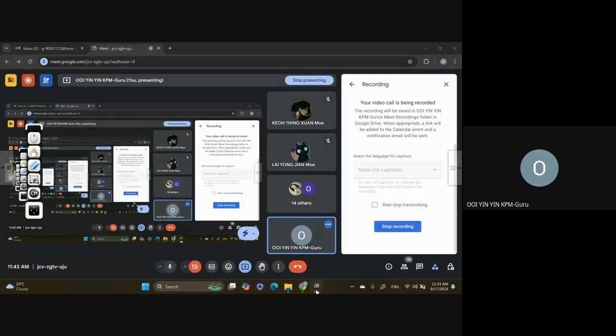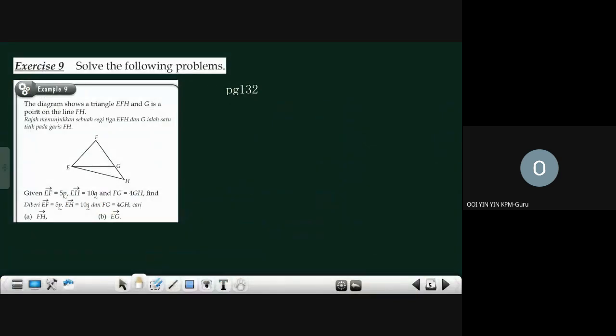The diagram shows a triangle EFH, and G is a point on line FH. Given that EF, follow the alphabet, so E to F is 5P. We can write in 5P here, so it is easy for you to identify, right? You can put your own arrow so you know which direction it is.